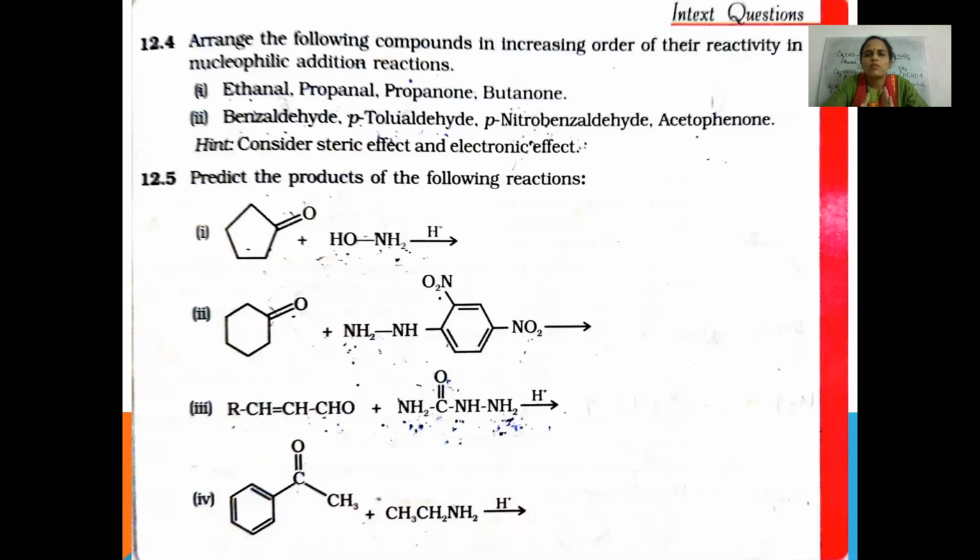Acetophenone < paratolualdehyde < benzaldehyde < paranitrobenzaldehyde. Acetophenone, paratolualdehyde, benzaldehyde and paranitrobenzaldehyde is the increasing order. Always put the less than sign when the question asks you to write it in increasing order.